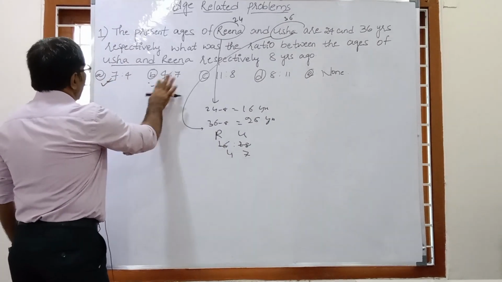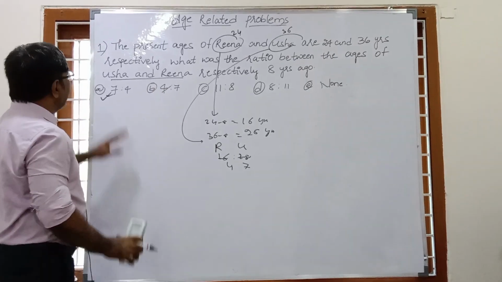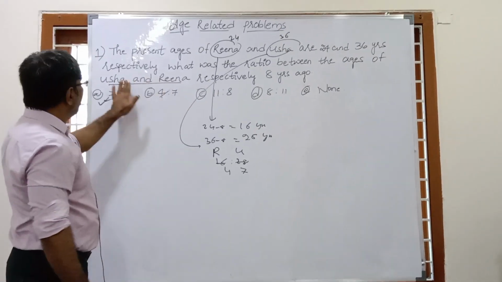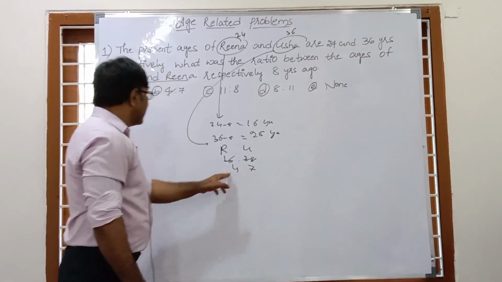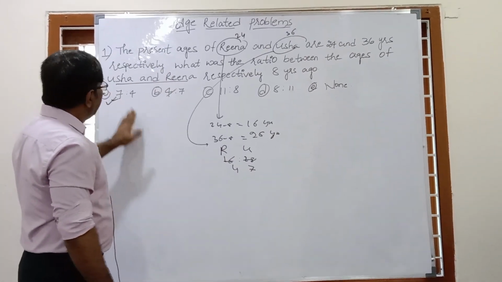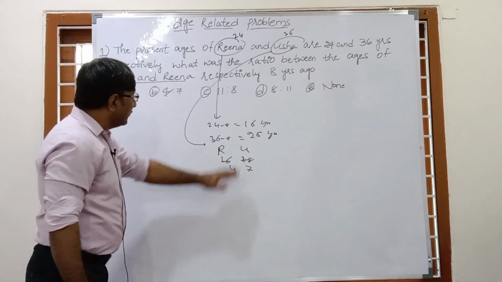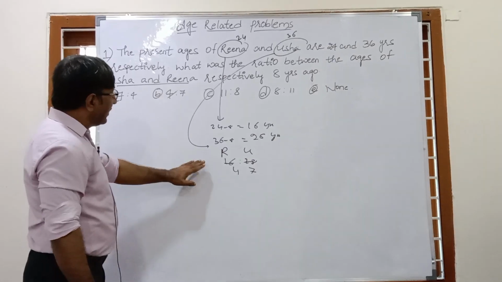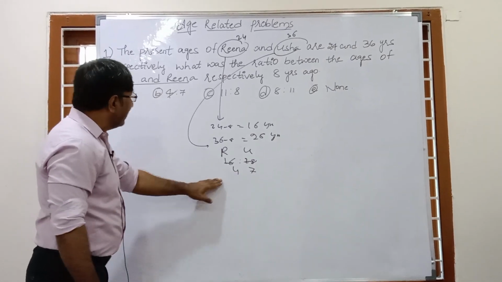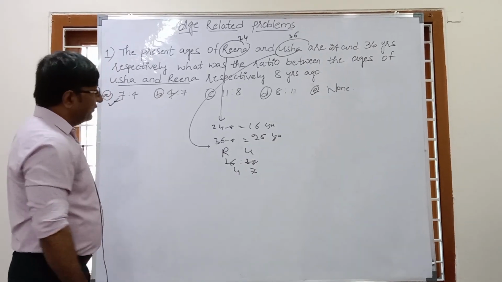It depends upon what is given in the question. If it is the age of Usha and Reena, then first we have to take Usha and then Reena. So 7 is to 4 is the right answer. If the question says Reena and Usha, then 4 is to 7 is the right answer. But here it is Usha and Reena, so our right answer is 7 is to 4.